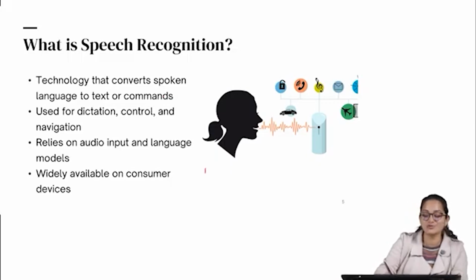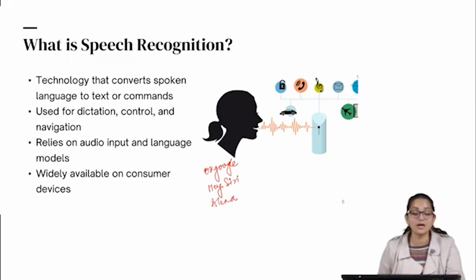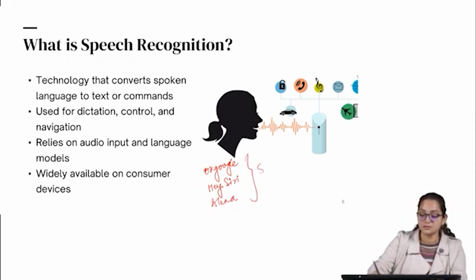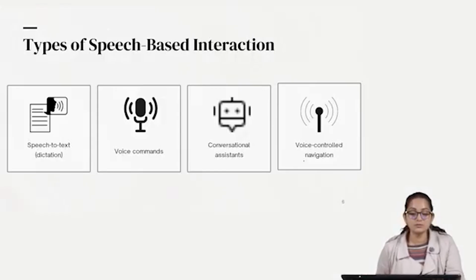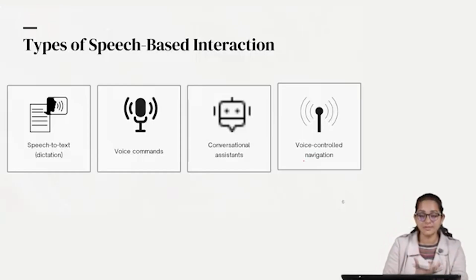So all of these agents which you are able to work with, whether it is okay Google or hey Siri, I'm sure you all have interacted with it, Alexa, all of them are using speech recognition models which employ NLP. So there are different types of speech based interaction. One can be speech to text, so it can be dictation. So the model is able to directly convert your speech into text, so you are able to type using speech.